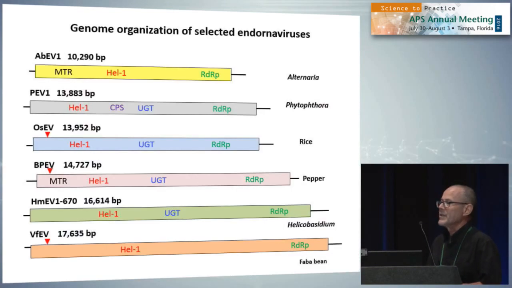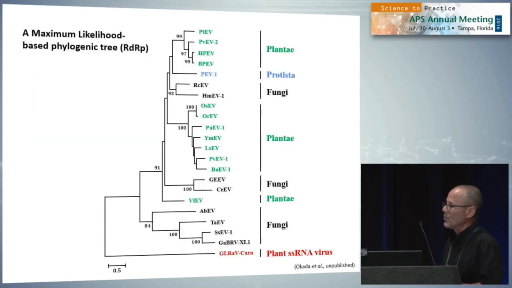Here is the genome organization of several endornaviruses, including one from Alternaria, and the largest one is from Vicia faba. As you notice, they vary tremendously in size. When we construct a phylogenetic tree with these viruses, we see something interesting: plant endornaviruses do not cluster all together. As you can see, they're mixed with fungal endornaviruses as well. There's a lot of work being done currently to try to reorganize this family.